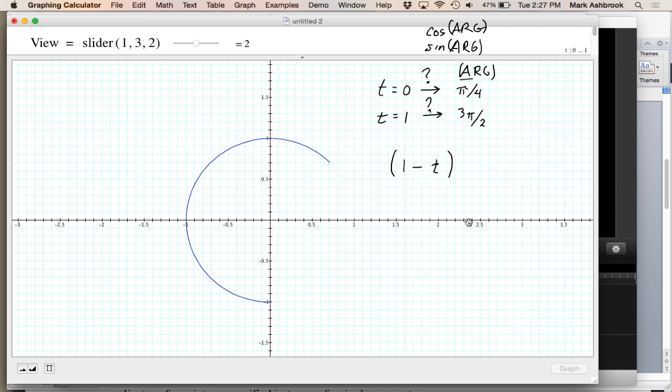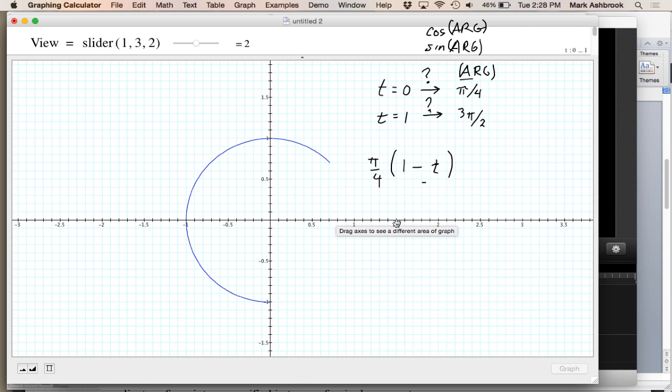What happens when you plug 0 into 1 minus t? What do you get? 1. And what do we want when t equals 0? Pi over 4. If I plug 0 in, I'm going to get 1, so that means I want to get pi over 4 out of this. So where should I put pi over 4? Here, right? This is pi over 4.